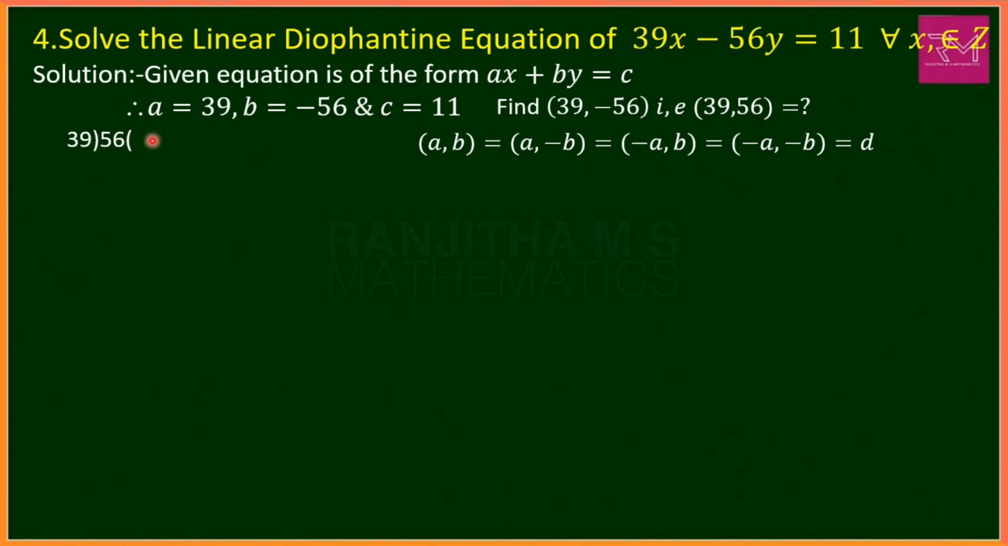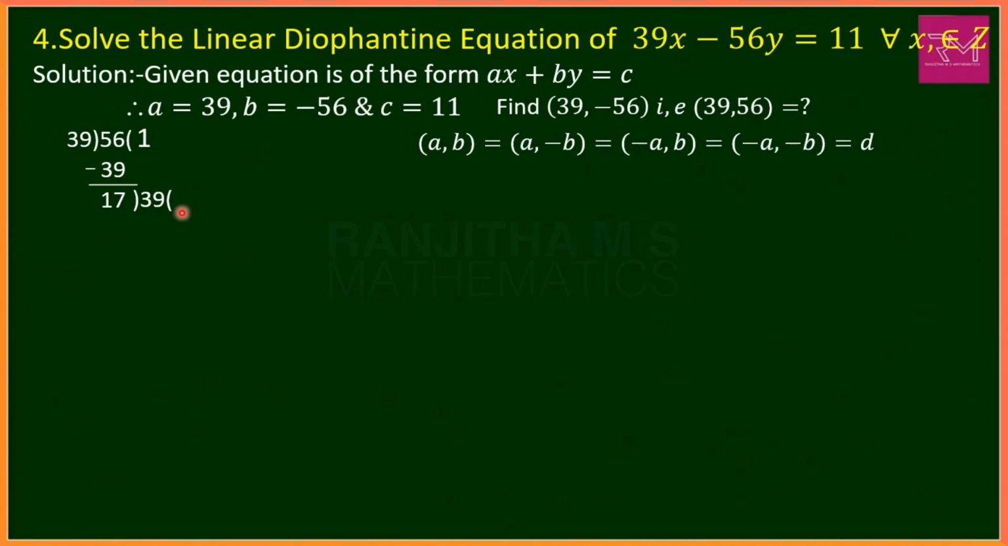Here we know that 39 into 1 is 39. Next we subtract 39 from 56. We get a value of 17. This is the remainder, 1 is the quotient, 39 is the divisor and 56 is the dividend. Next step, we have to divide the divisor value by the remainder value. So we divide 39 by 17.